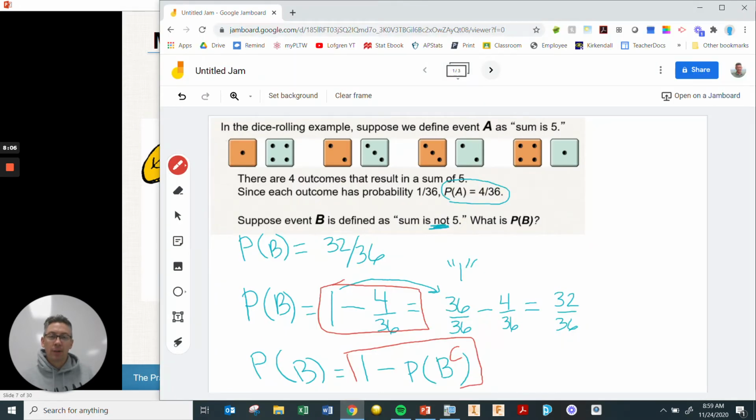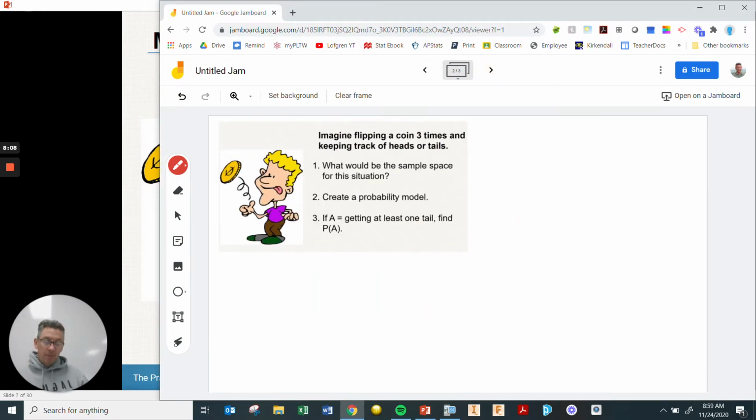So we're going to jump back over here to the Jamboard and do this problem. So now, in order for me to think about what is the sample space, I've got to think about what are all of the outcomes that could happen.